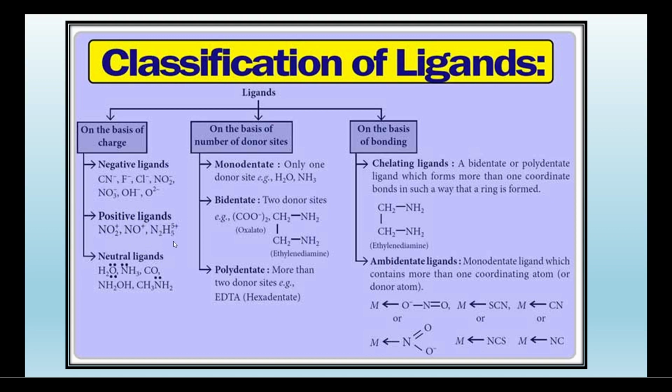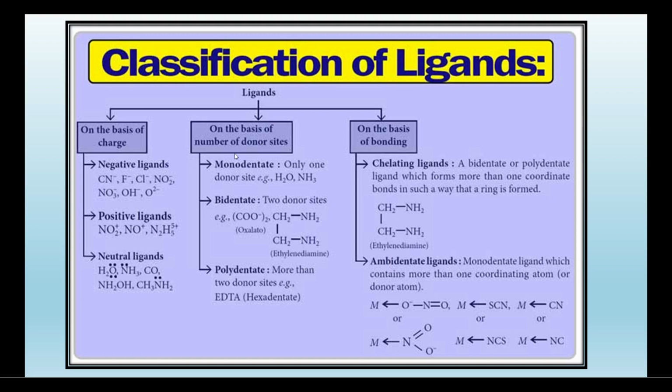There may be NH2H5 plus. These are the positive ligands. And similarly neutral ligands: there may be water, amino, carbonyl, ammonium hydroxide, and methyl amine. These are all based upon the charge; we are going to classify the ligands.